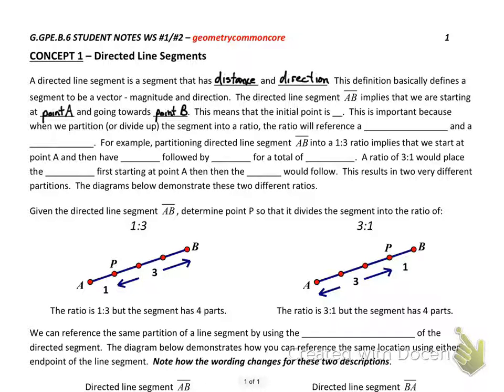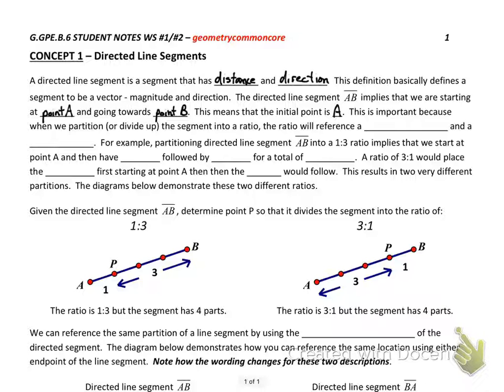So directed line segment AB and BA are not exactly the same thing. They might look the same on the page, but where you're starting from and the direction you're traveling is completely opposite. And the initial point for AB is going to be point A. So nothing super complicated with that idea. You just have to make sure you're reading and understanding which one is your starting point. Okay, it is important because when we partition, and that's the key thing.